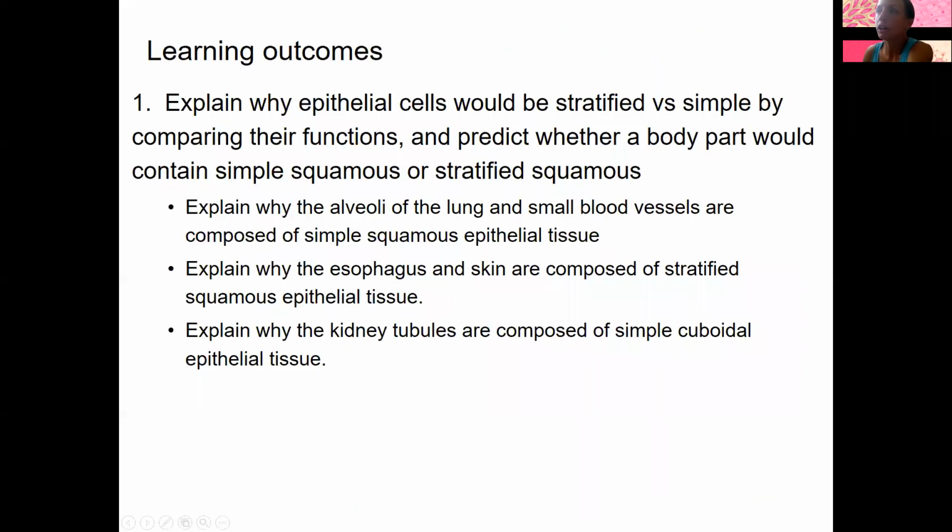So what we've done so far is explain why the epithelial cells would be stratified versus simple by comparing their functions, and predict whether a body part would contain simple or stratified squamous epithelium. I want you to be able to predict, okay, this is the function of this body part, what's it going to have there, and why? So here are the three specific examples that I talked about: the alveoli and the small blood vessels, the esophagus and skin, and the kidney tubules.